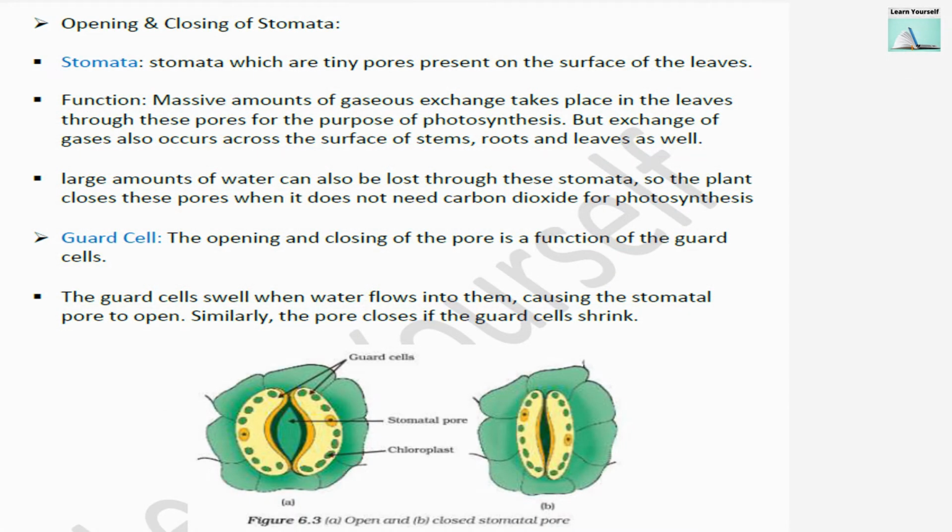Now let us understand the function of stomata, the opening and closing of stomata. Stomata are tiny pores present on the surface of the leaves. So they are tiny holes, and what is their function? A massive amount of gaseous exchange takes place in the leaves through these pores for the purpose of photosynthesis. What is the meaning of gaseous exchange? Gaseous exchange means carbon dioxide absorption and oxygen removal into the atmosphere. This is gaseous exchange. Both processes happen via the stomata pores.